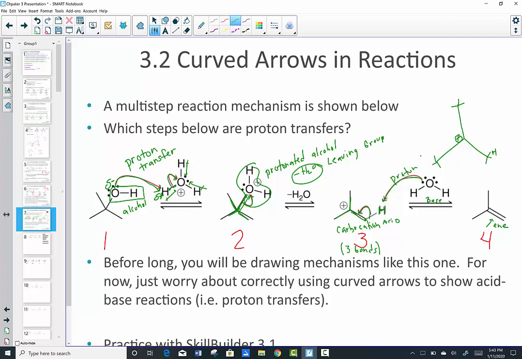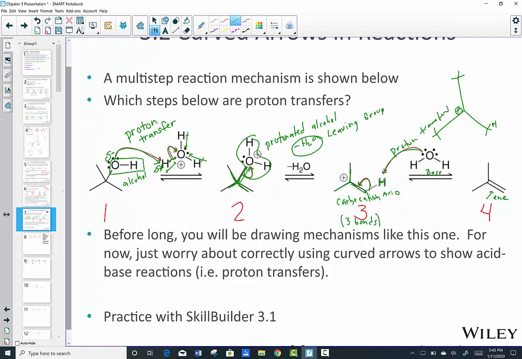All right, so all of that's really seeding the entire journey of organic chemistry. Being able to track electron flow helps us predict products by really understanding where the electrons are moving and why they're moving there. Don't worry about correctly using curved arrows to show acid-base reactions, proton transfers, for now. All of the other reaction mechanisms are going to come to us.